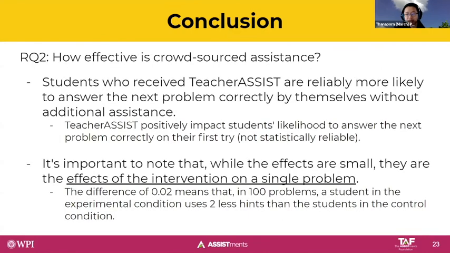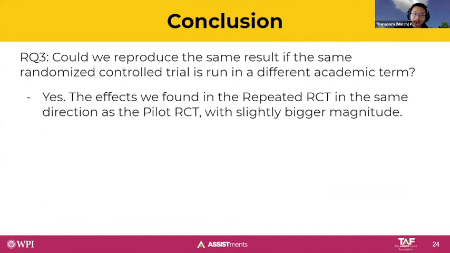And another thing we want to emphasize is that the experiment that we did is on the problem level. The randomized control trial is on the problem level, which means that even if the result is only a 0.02 difference, it is the effect on a single problem as opposed to a curriculum or a problem set in normal experiments. And the third question is, yes, we did get the same result after we repeated the experiment in a different academic term.